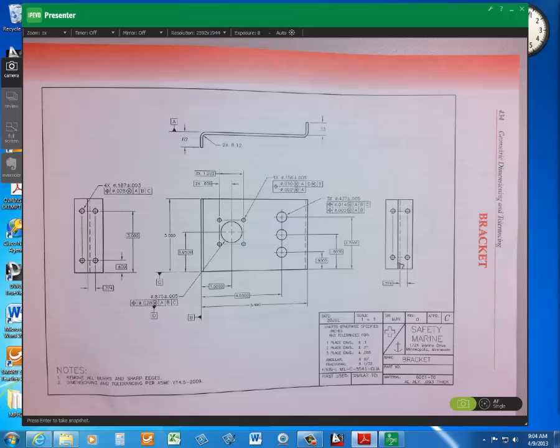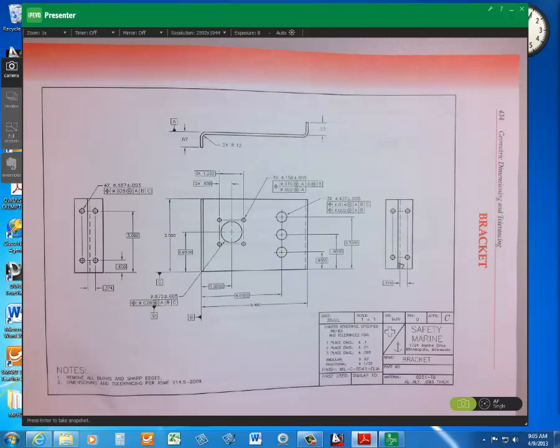Where's MMC? Which one? Hole at its smallest. 0.87 or 0.88? Which one's smaller? 0.87. Right. So that's MMC. That's your max material condition when the hole's at its smallest.